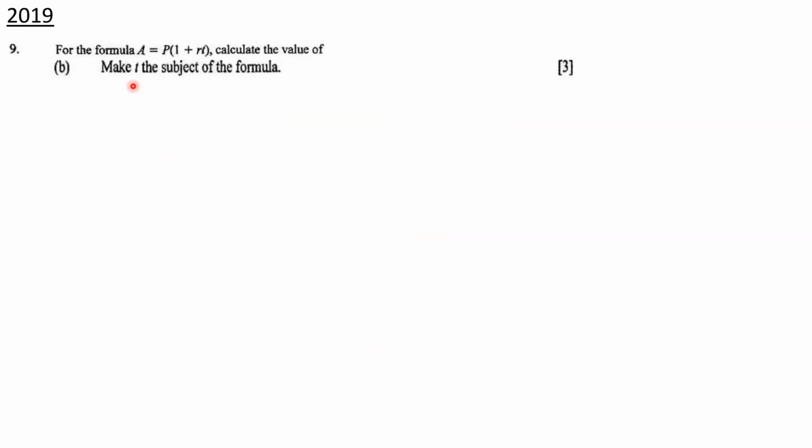Moving right along, let's have another question. It says, make T the subject of the formula. So this is a transposition question. We have the formula A equals P, open bracket, 1 plus RT. And we want T to be the subject of the formula. Currently A is the subject, because A is on the left-hand side and everything else is on the right-hand side. A is isolated. But what we want is T to be the subject of this formula.